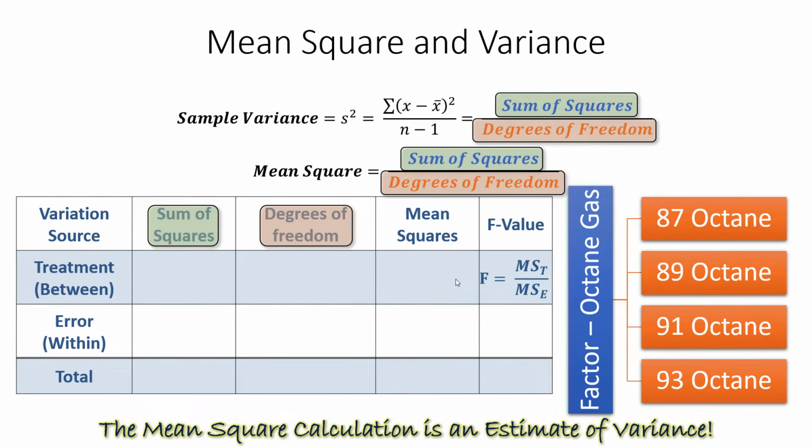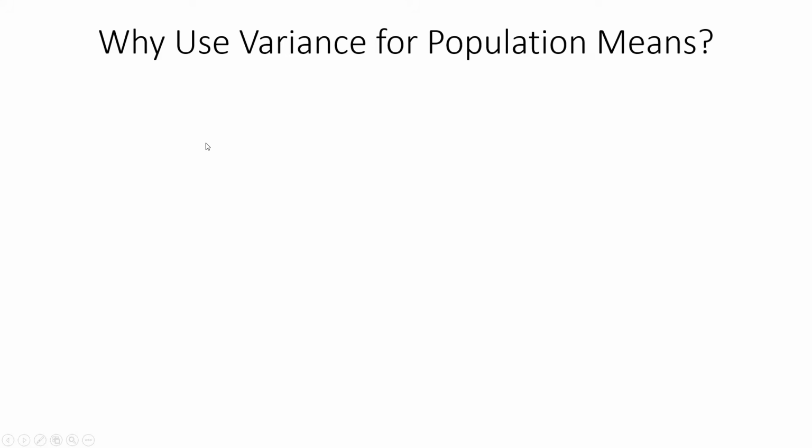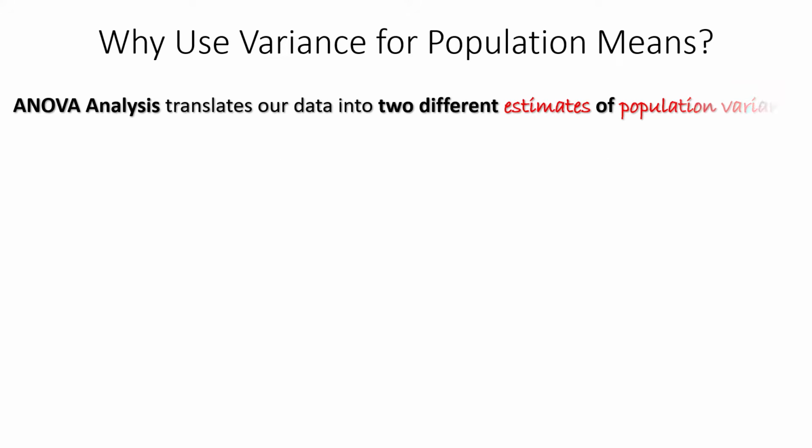Now, at this point in the lecture, the most common question I always get is, Andy, the null hypothesis was about mean values. Okay, the null hypothesis was about mean values. Why do we use a variance calculation when what we really care about are the mean values? Okay, so let me explain that now.